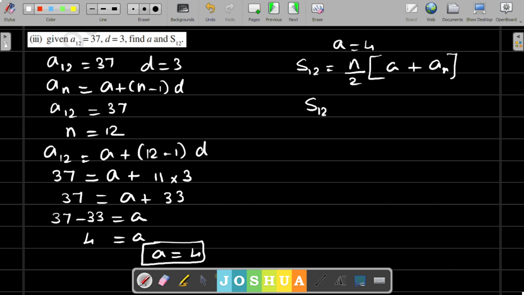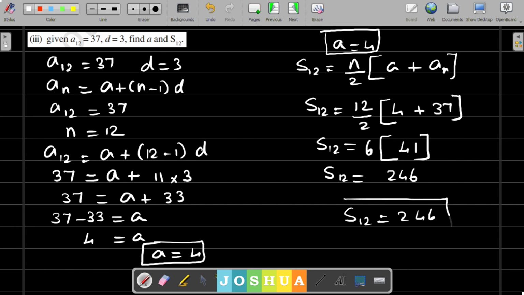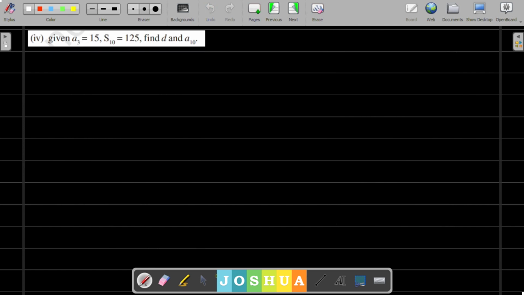So S12 is equal to n is 12, 12 by 2, and the value we just calculated, a is equal to 4, and a12 is equal to 37. So in this case 12 by 2 is 6, 4 plus 37 is 41, and when you multiply here we get the answer 246. S12 is equal to 246. This is the answer for this question, 246. Now I'm going to the fourth question.